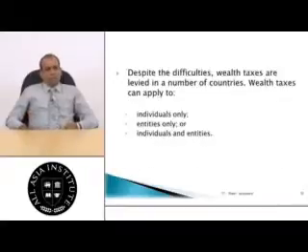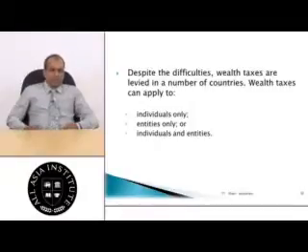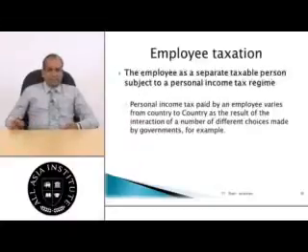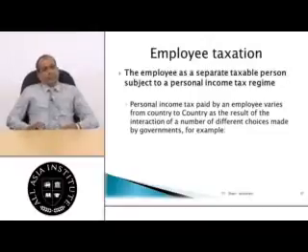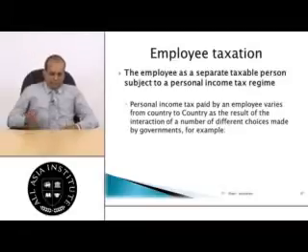Right. So, these wealth taxes can be on individuals, on entities, or on both individuals as well as entities. Then we can look at employees as a base of taxation. Right.